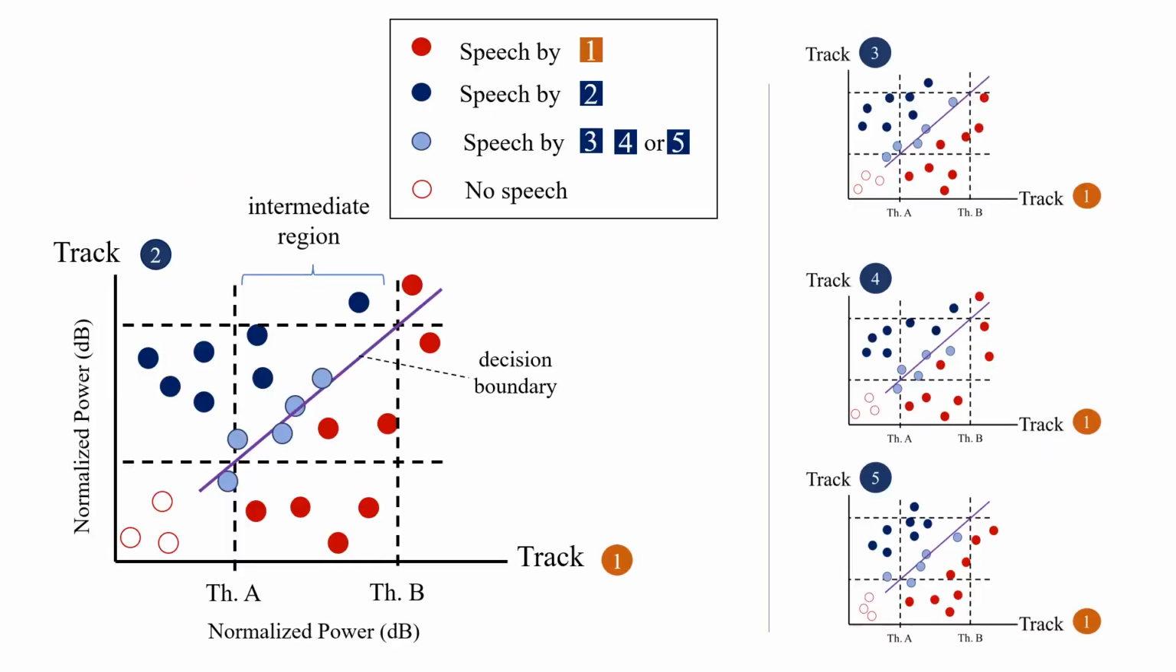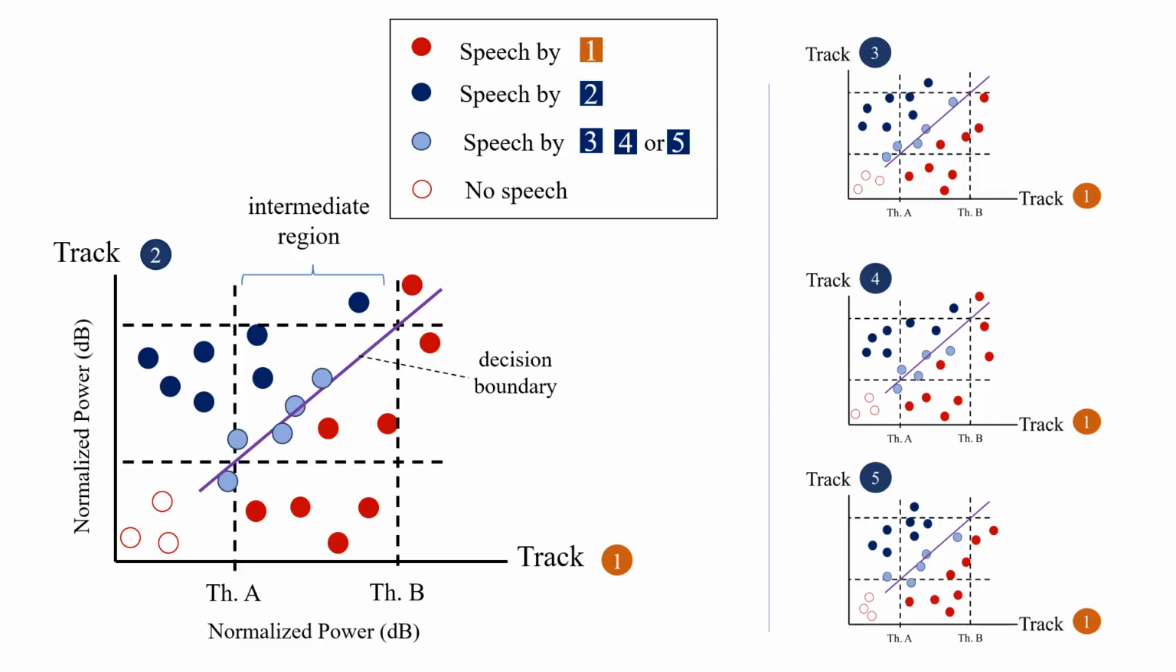Now let's take a closer look at the observations for track 1 and track 2. Most of the observations attributed to speaker 1 are below the decision boundary. Similarly, speech plots of speaker 2 would be above the decision boundary.